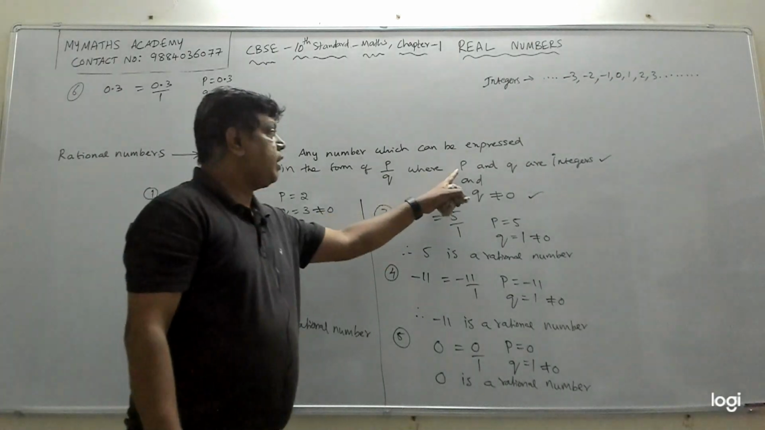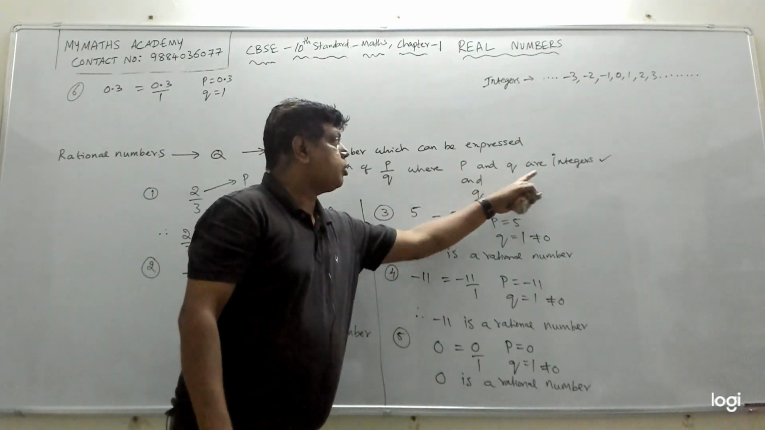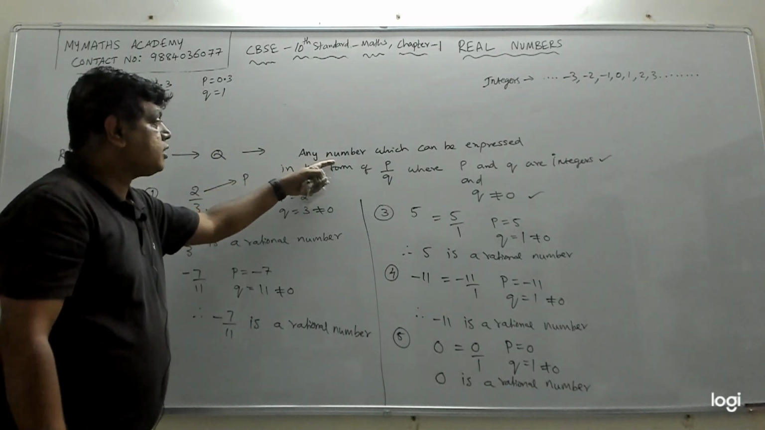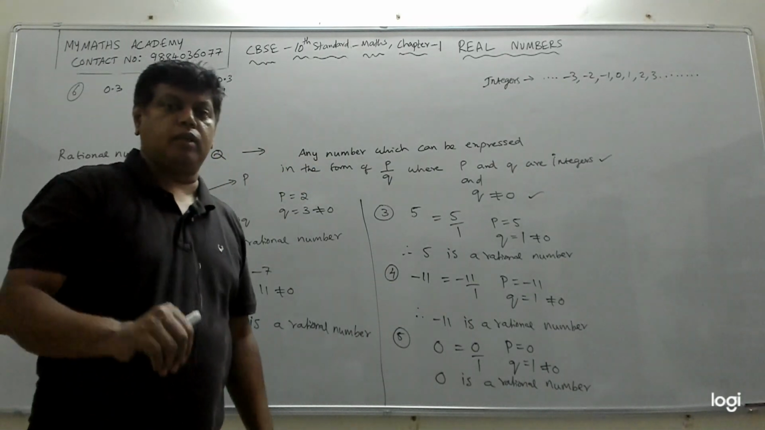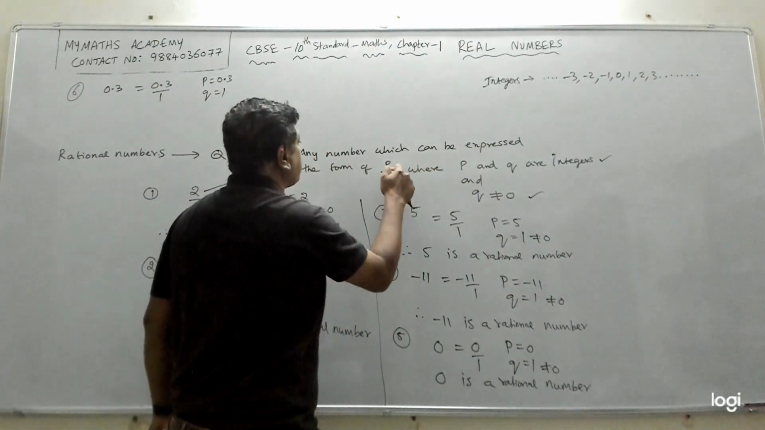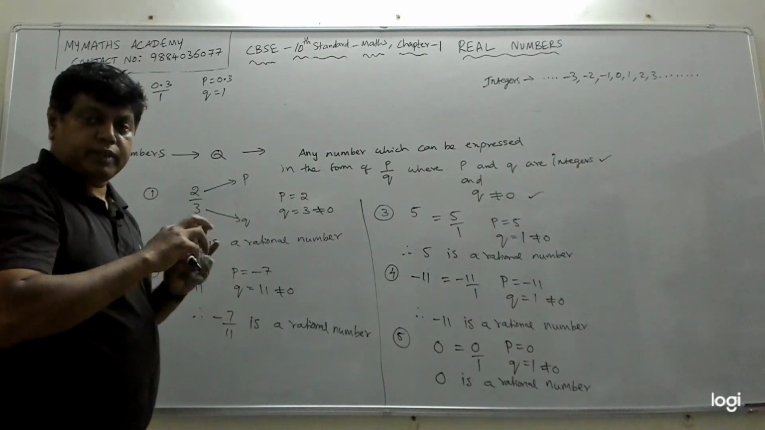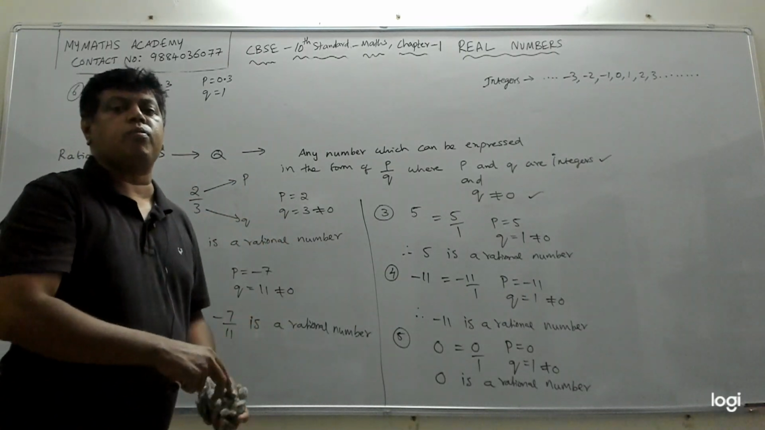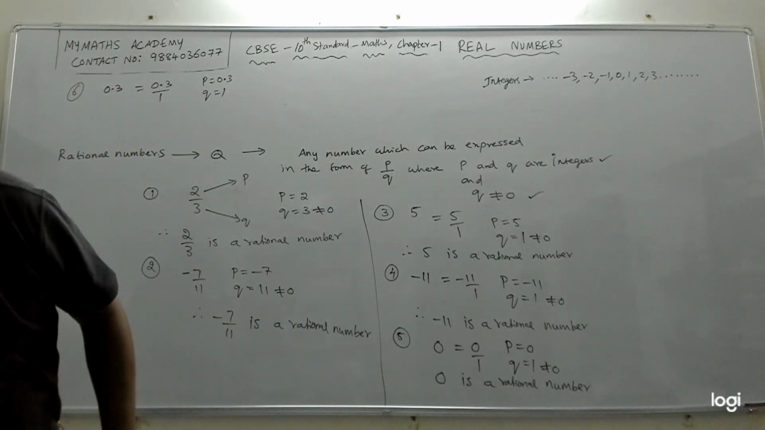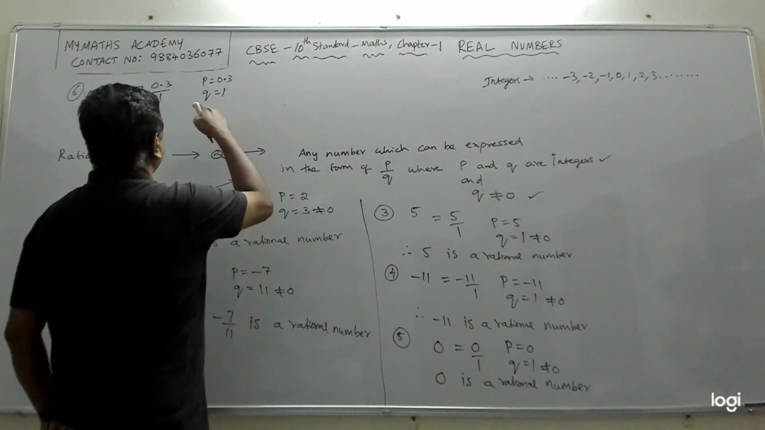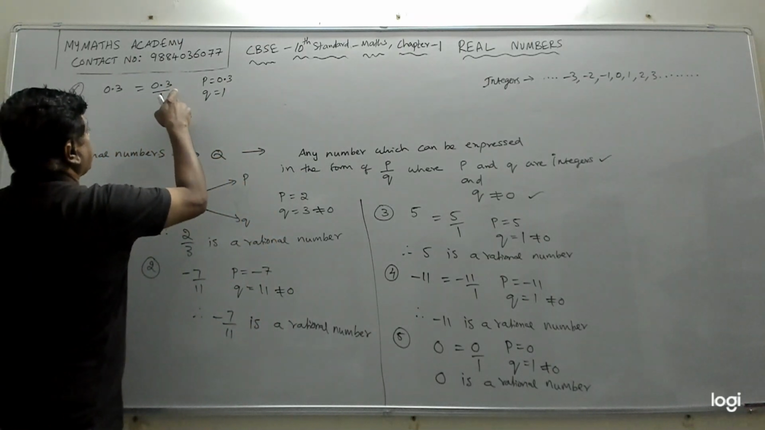So, this condition has failed. P and Q both should be integers, but P is not an integer here. But we cannot say that this condition has failed, so it is not a rational number. We cannot say that, because the definition says any number which can be expressed in the form of P by Q. It need not be given in the form of P by Q, but as long as you can change that number into the form of P by Q, then we call that a rational number. Now, can we change this 0.3 into a fraction?